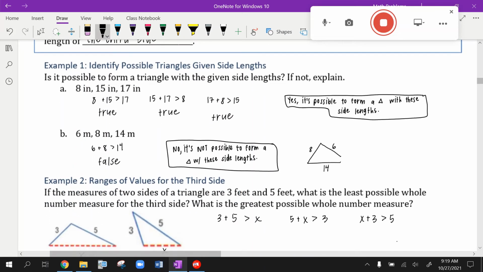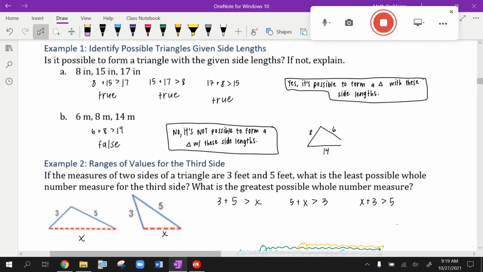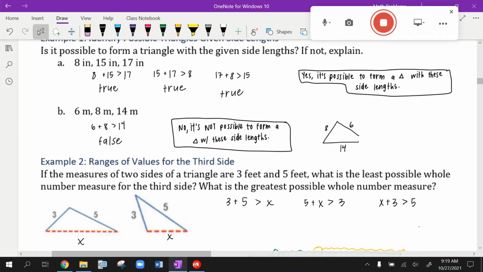Now we can use this to find out the values of the third side that's missing. So it says, if the measures of two sides are 3 feet and 5 feet, what is the least possible whole number measure for the third side? What's the greatest possible whole number measure?